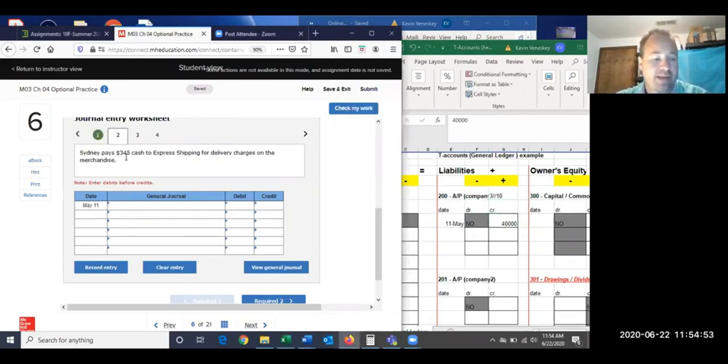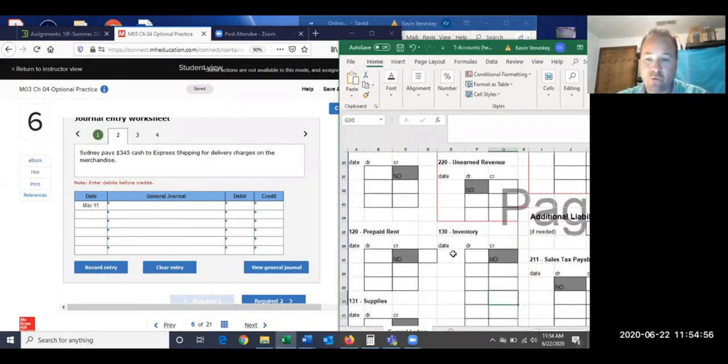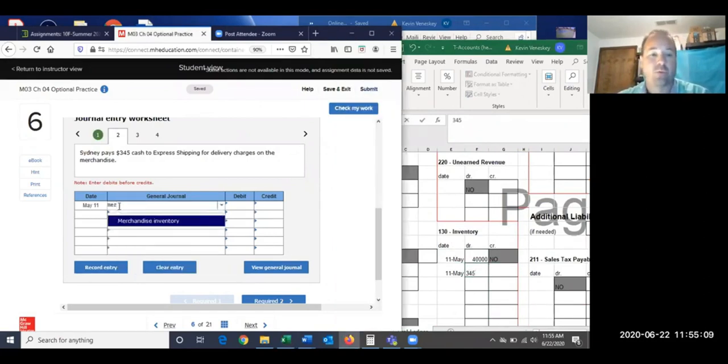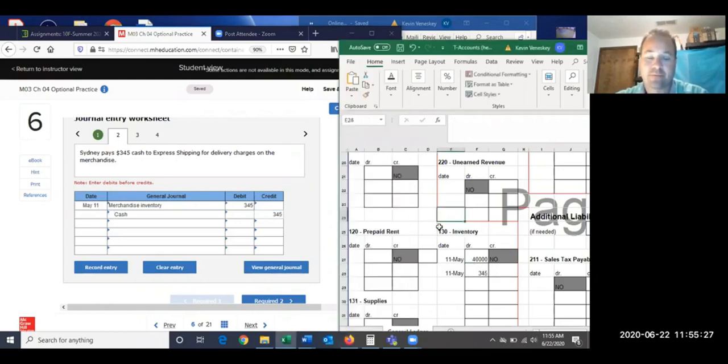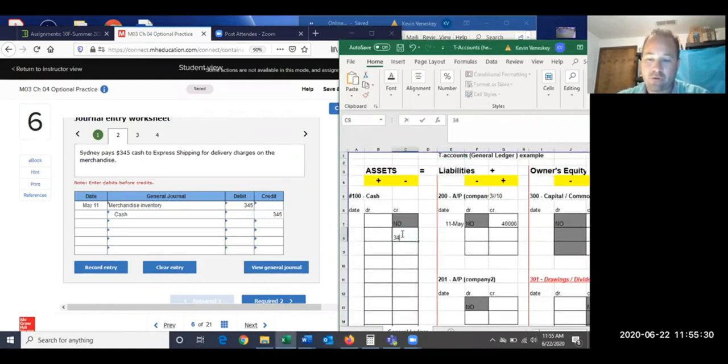Okay, now we're going to add in that extra cost. So my inventory down here was $40,000 on May 11th. And also on May 11th, we added another $345 to get the items to our store. So we put merchandise inventory for that cost. Remember, I do not debit shipping expense. Any cost that gets the item to our store, we put it right into that asset account. And it says I paid cash to the shipping company. So obviously we had cash before, who knows what it was.